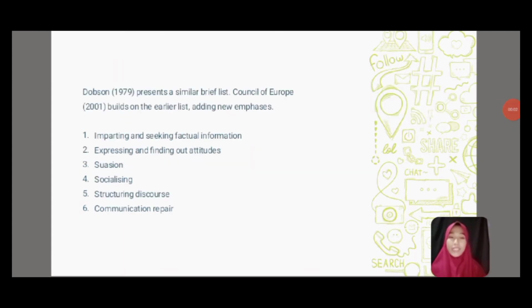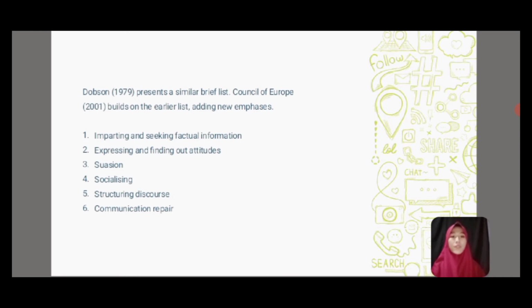Dobson 1979 present a similar brief list. Council of Europe 2001 put on the earlier list adding new emphasis. There are 6. Number 1 is imparting and seeking factual information. Number 2 is expressing and finding out attitude. Number 3 is suasion. Number 4 is socializing.